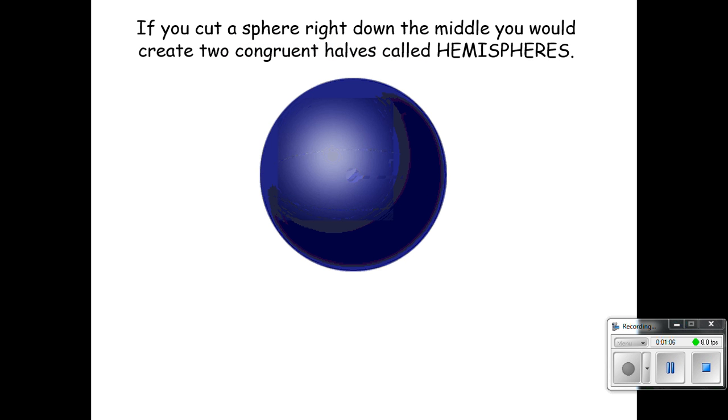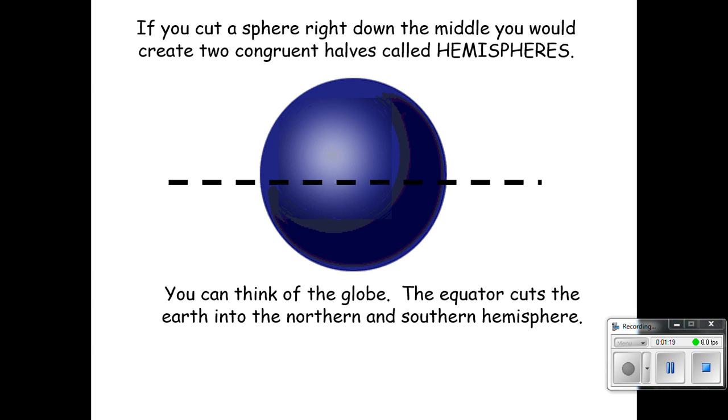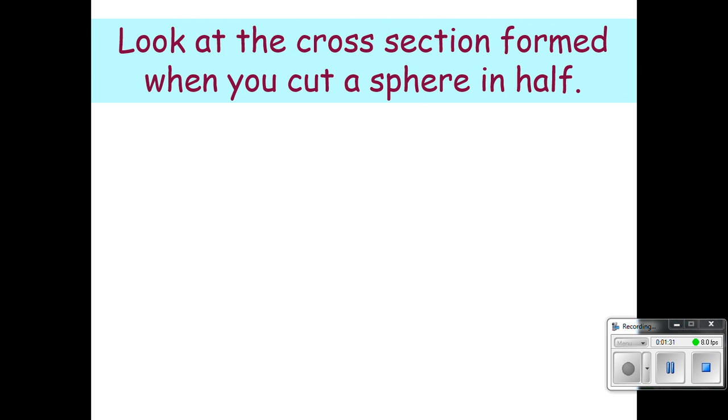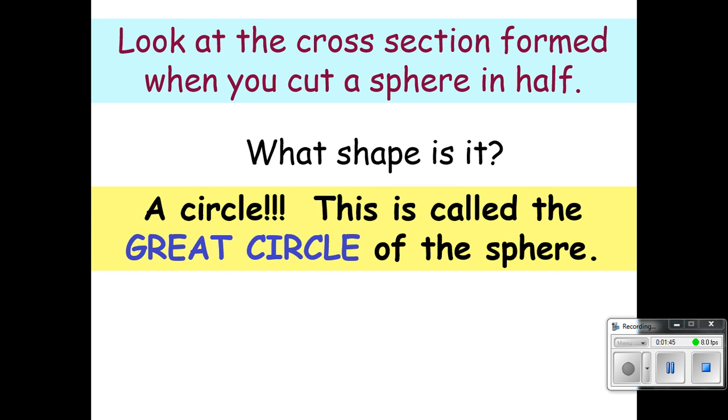If we cut the sphere right down the middle, that would create two halves, and most of you know those are called hemispheres. When you were studying the globe, you learned that the equator cuts the globe into two equal halves, the northern hemisphere and the southern hemisphere. If you look at the cross-section formed when you cut a sphere in half, like a basketball, you would notice that the shape is actually a circle. It's called the great circle of the sphere.